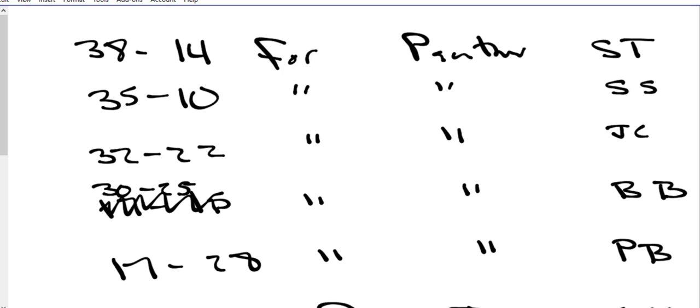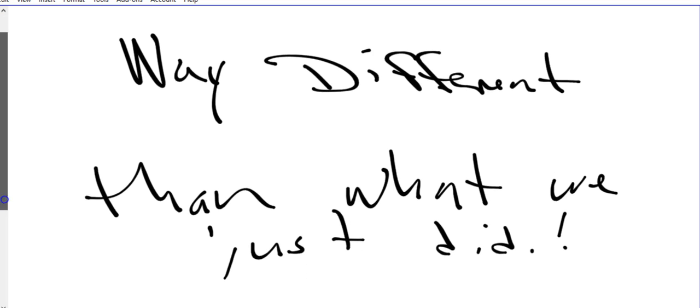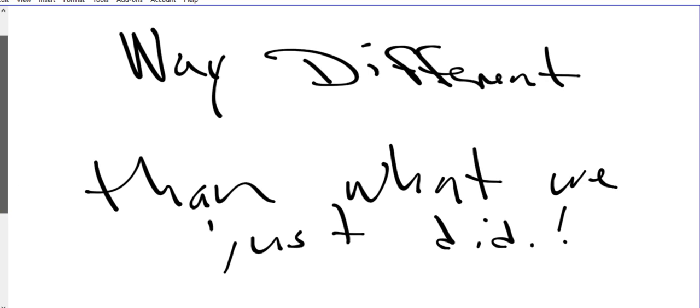I have no idea what that is. I have no idea. Next slide. Way different than what we just did. I know what that means. What we're about to do is way different than what we just did. It looked like Kahoot, Jace. No, meaning I'm going to give you some data and you're going to find the rate, which we just did. But this is way different than what we just did.